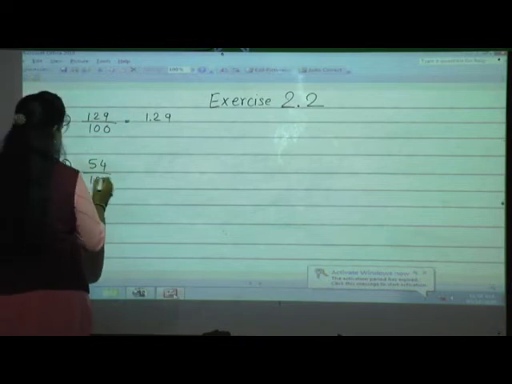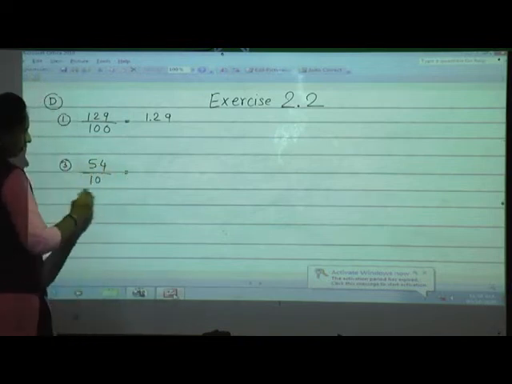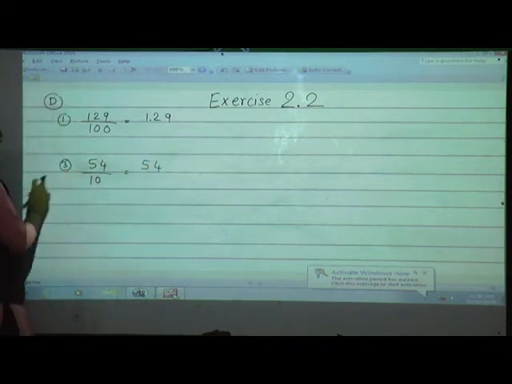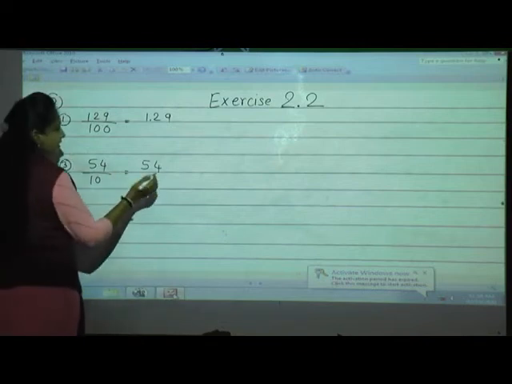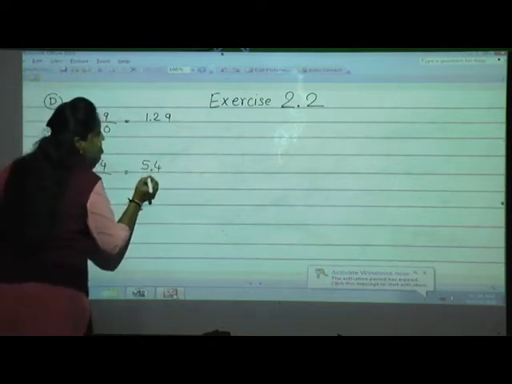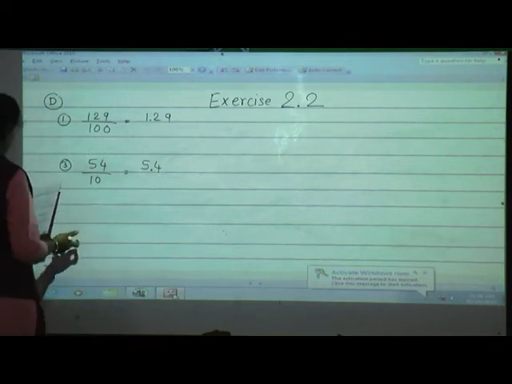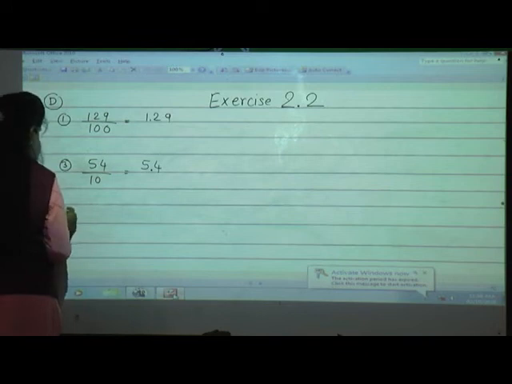Now next, third one I will explain. 54 upon 10. So write 54 as it is. Okay. Then see the denominator. 1 is followed by 1 zero. So place decimal point after 1 digit. Clear? Yes.